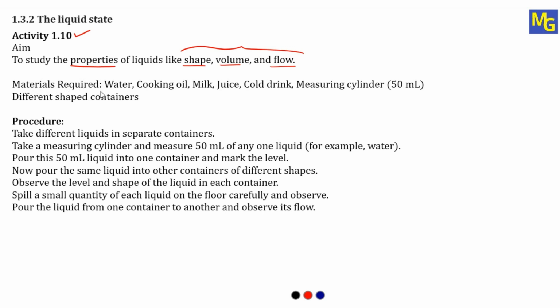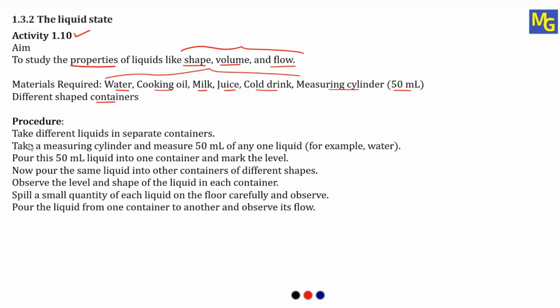The materials required for this activity are water, cooking oil, milk, juice, cold drink, a measuring cylinder which measures 50 ml, and containers of different shapes. The capacity of the measuring cylinder is 50 ml. These substances are all in liquid form, that is water, cooking oil, milk, juice and cold drink, and we are going to use a measuring cylinder with a capacity of 50 ml and containers of different shapes.